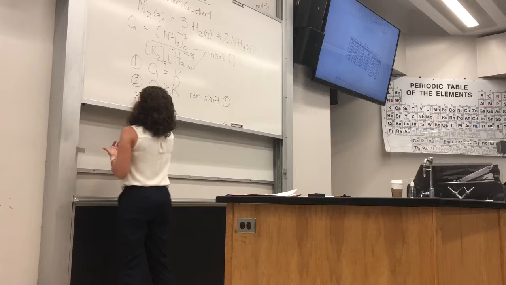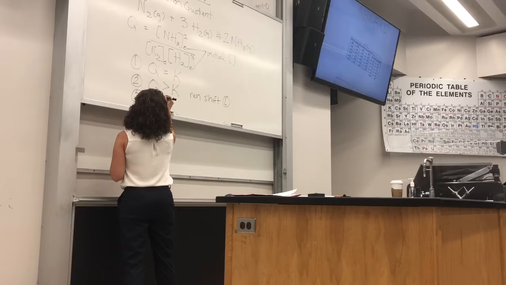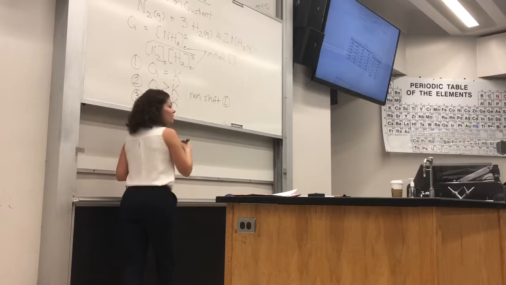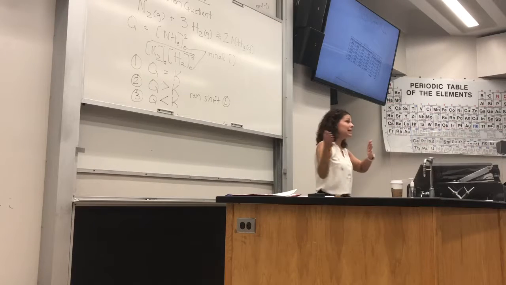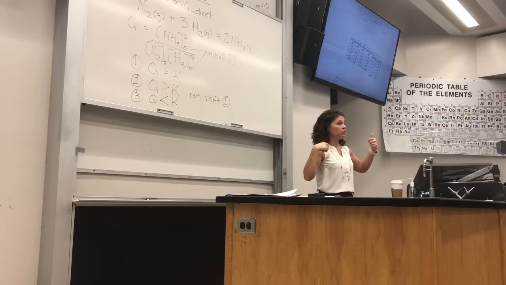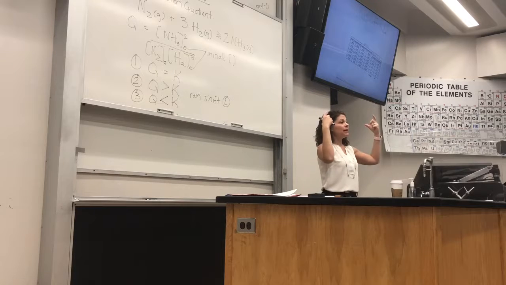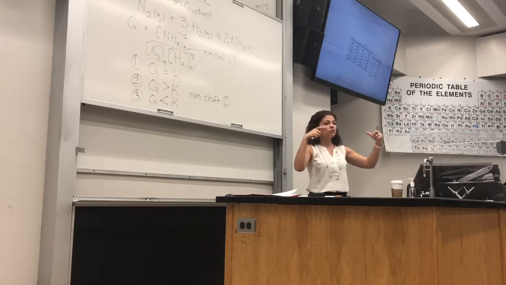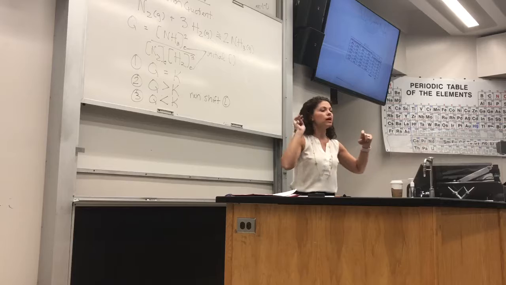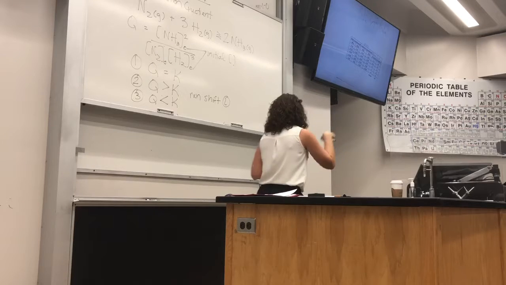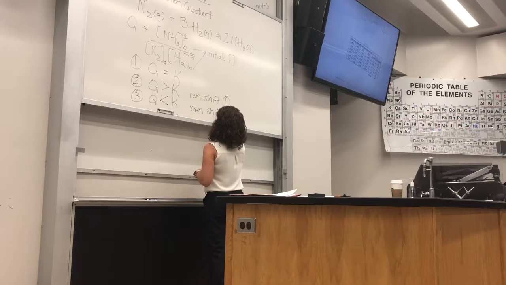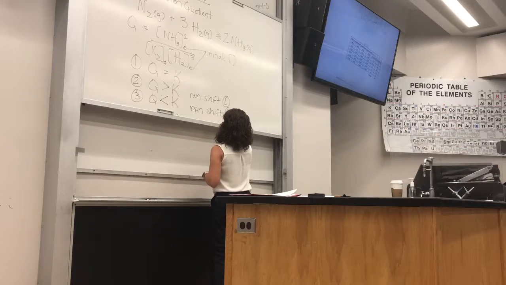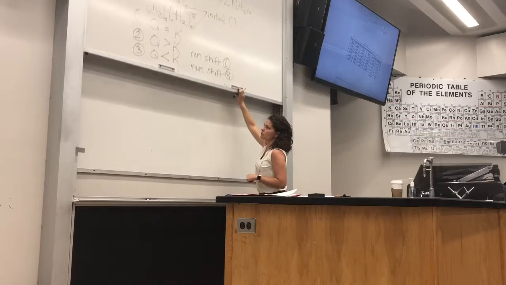And then, of course, if you calculate Q and you find that it's less than K, then for equilibrium to be reached you have to increase the magnitude of Q. You do that by making the numerator larger. The products are in the numerator, so the reaction is going to shift right.